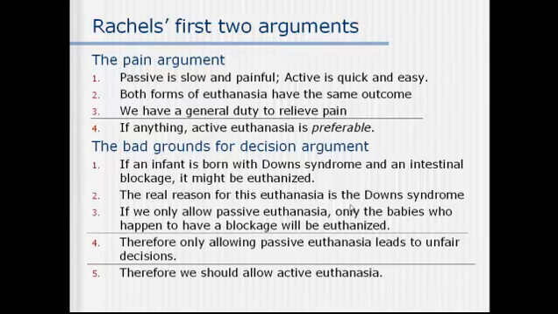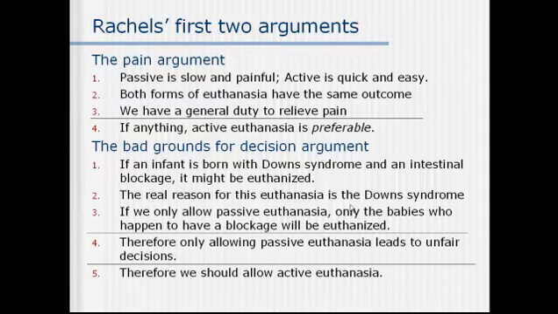He also has what we call the bad grounds for decision argument. And the thrust of this argument is simply that if you make a distinction between active and passive euthanasia, then who has access to euthanasia is determined by illegitimate grounds, frequently who has complicating factors and who doesn't. So his example is an infant born with Down syndrome and intestinal blockage. Such an infant might be euthanized under the law as it stands. Now, the real reason for this euthanasia is the Down syndrome. But if we only allow passive euthanasia, only the babies who happen to have an intestinal blockage will be euthanized. It seems like we're making this arbitrary distinction amongst Down syndrome babies.